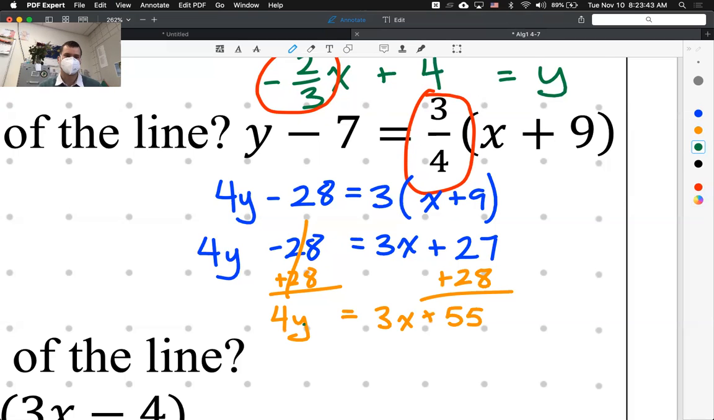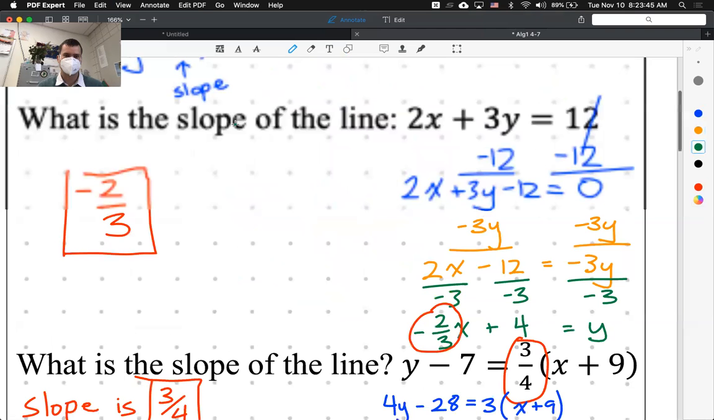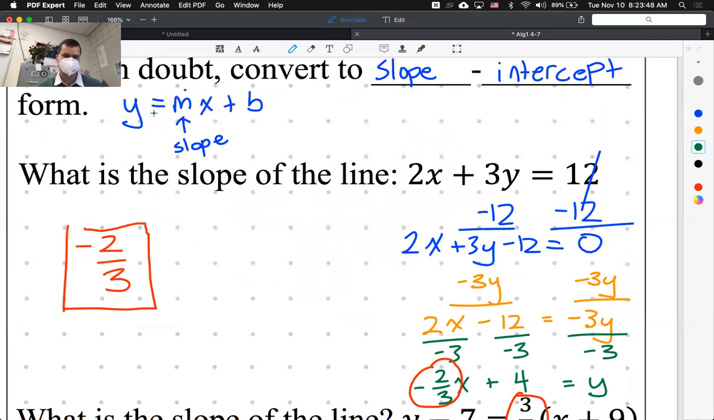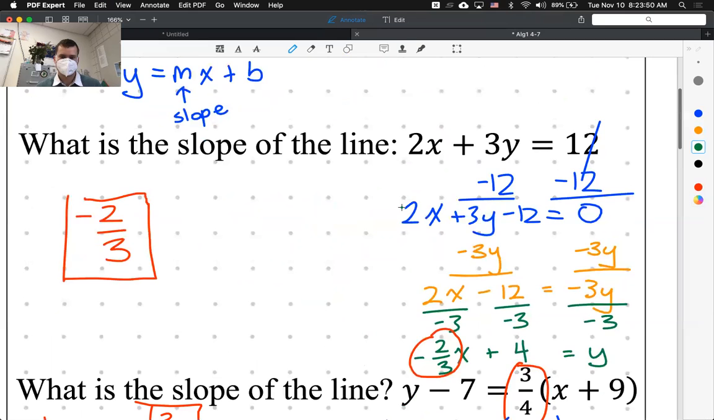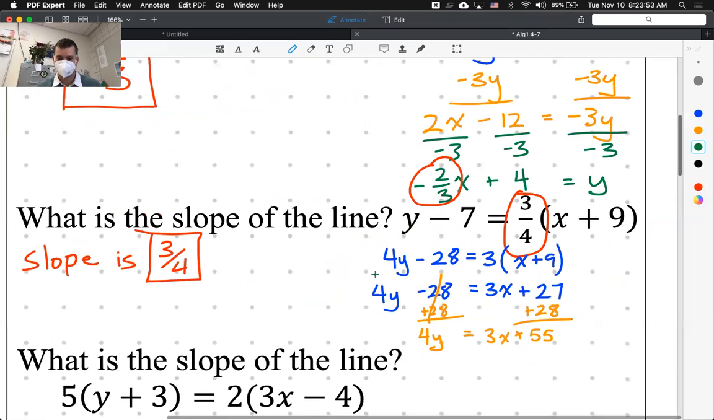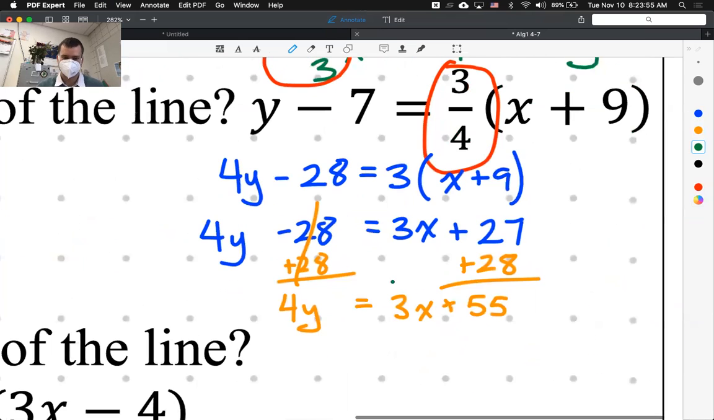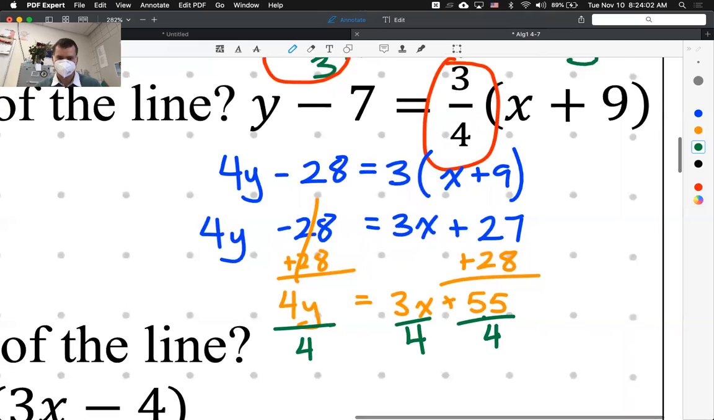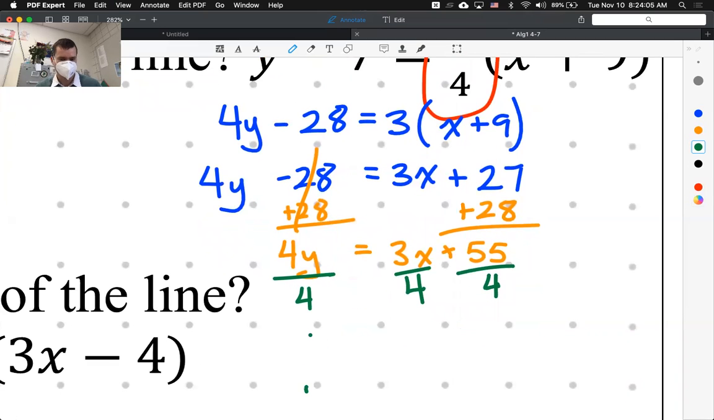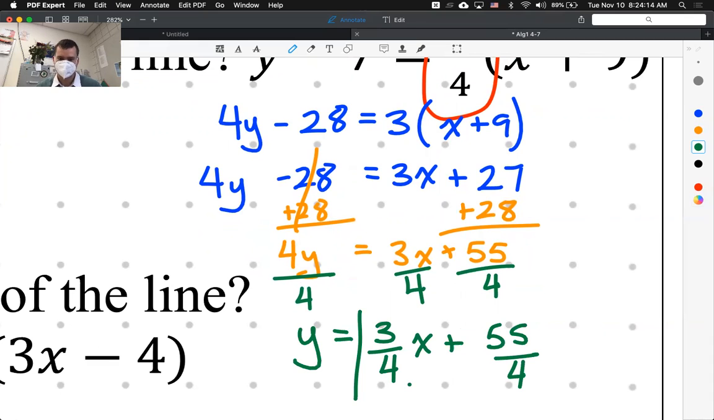Not quite, because if you want it in slope intercept form, you just want to have y equals mx plus b, which means I need the y by itself. So how do I get the y by itself? Divide everything by 4, exactly. Nice, and then we have it, so divide by 4. Divide by 4. And you get y. y is equal to 3/4 x plus, and I'll just leave that as 55/4, which again, you find the slope is 3/4. Yeah, nice. Thank you.